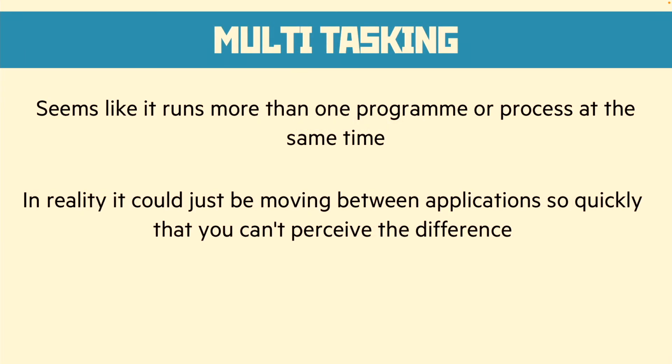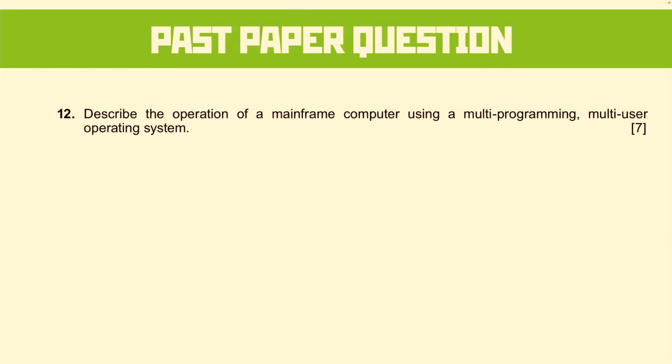Multitasking is where the operating system looks like it's running more than one program or process at once. Now, in reality, what it's probably doing is flipping between different applications so quickly that you can't see the difference. Because computers, remember, can do billions of things per second, but you are not going to be able to see that. It's only where you have multiple cores that true multitasking actually happens.